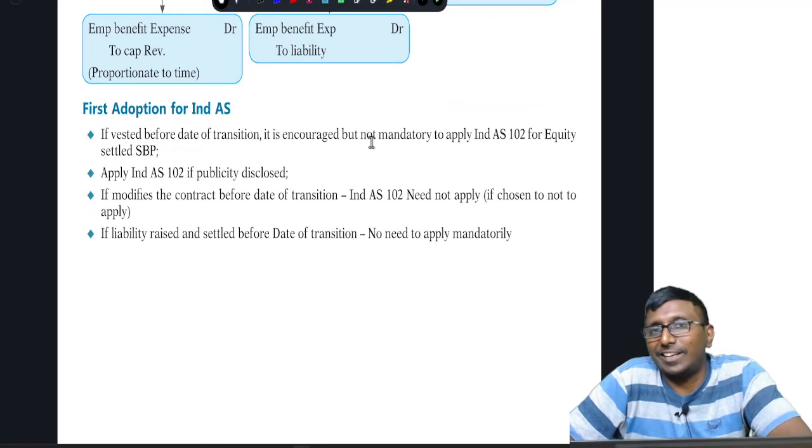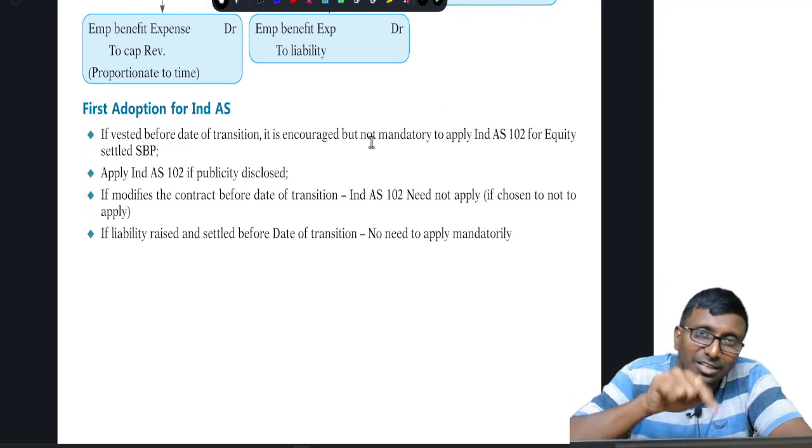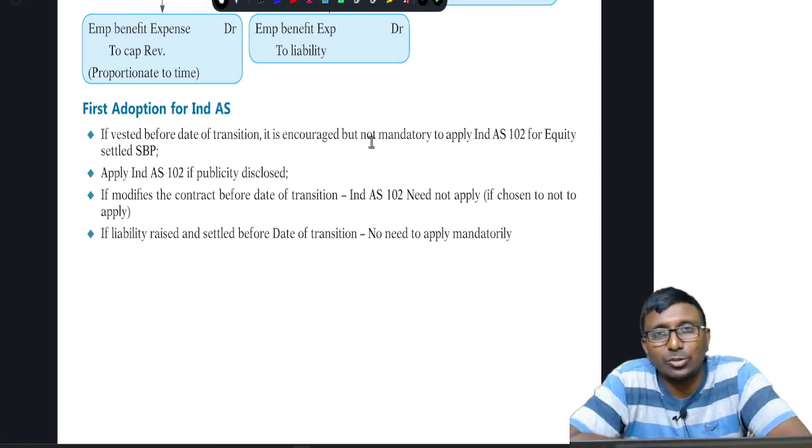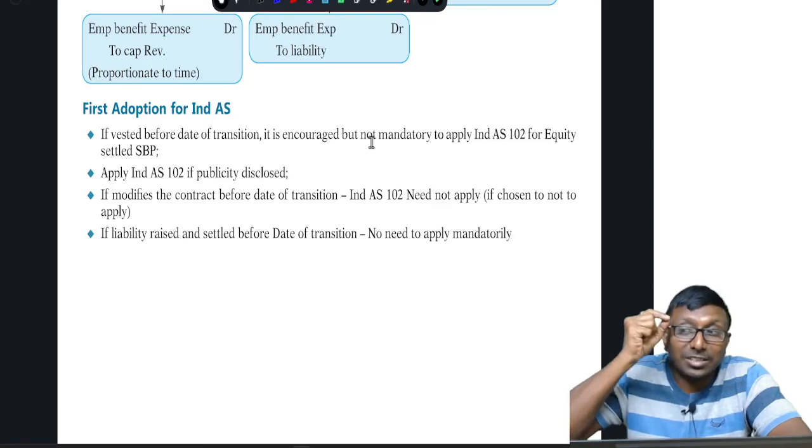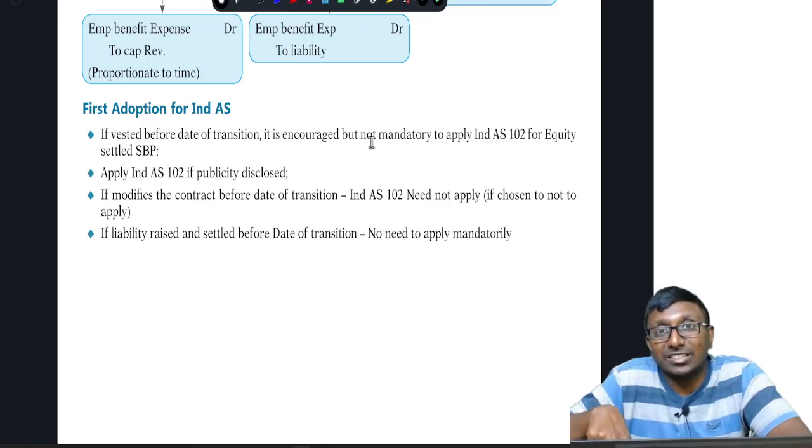First-time adoption of Ind AS. Based on this, in the November 2022 RTP examination, one question was given. Right. See, this is very clear, my dear. If it is already vested as on the date of transition, you don't need to follow retrospectively, not at all required. Forget about your Ind AS 102.